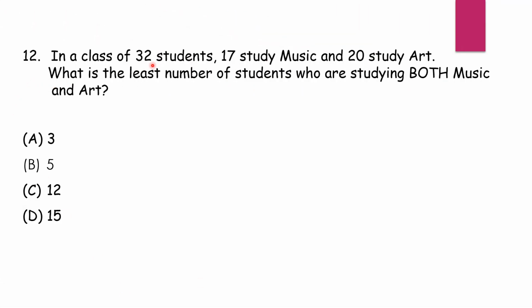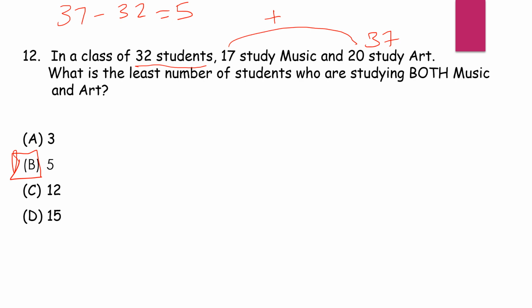Question 12. In a class of 32 students, 17 study music, 20 study art. What is the least number of students who are studying both music and art? So there are 32 students in the class, and 17 study music, 20 study art. So when you add that, you're going to get 37. You take away 32 from 37, you're going to get 5. So the least number of students studying both music and art would have to be 5. That's the easiest way of doing this question.